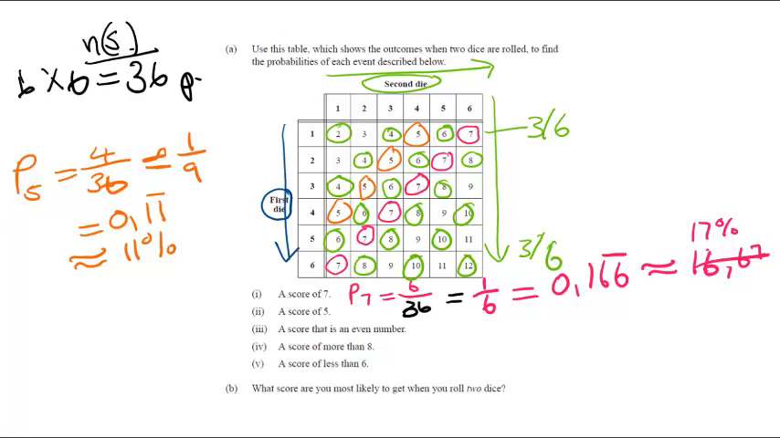We said 3 happens 6 times, which 3 times 6 is 18. The probability of getting an even number is going to be 18 out of 36 in total, which ends up being 1 over 2, or 0.5, which is 50% chance of that happening.